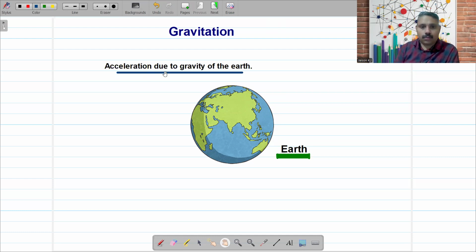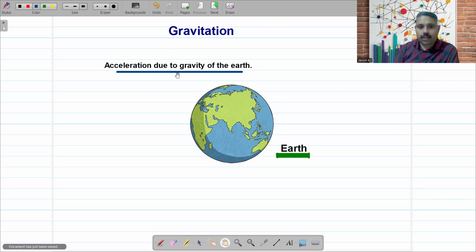Yes, the topic or chapter is gravitation. Okay, so we are continuing this chapter on gravitation. From the chapter gravitation, we are going to the topic acceleration due to gravity of the Earth. Acceleration due to gravity of the Earth.